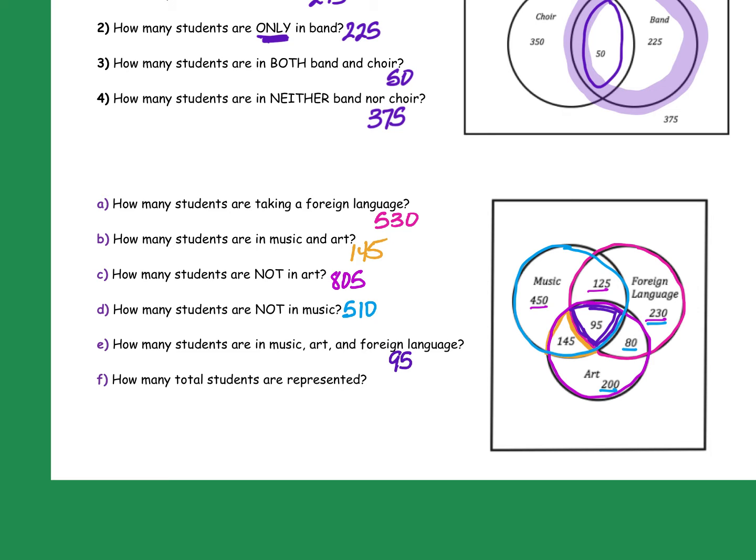Okay. And then how many total students are represented? 1,325. That's where you just add everybody together.